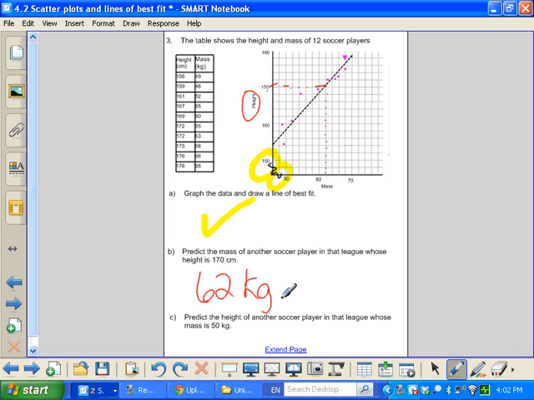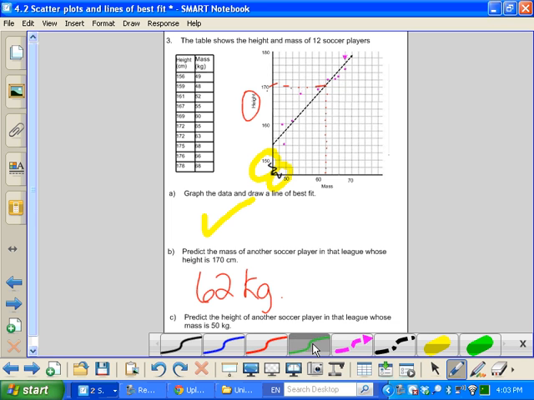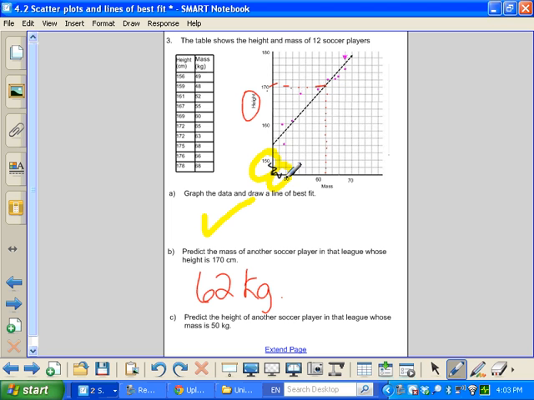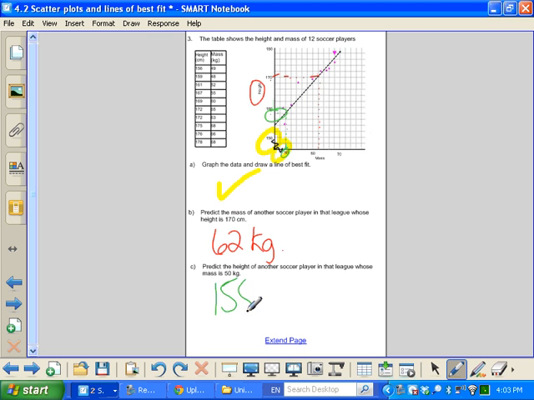Predicting the height of another soccer player in that league whose mass is 50 kilograms, we kind of do the opposite. So I'll just change color. 50 kilograms, well, we would look straight up from 50 kilograms, which is right here. We'd go straight up, and straight over. There we go. Based on my graph, that's about 158, so roughly 158 centimeters. And again, these are estimations.